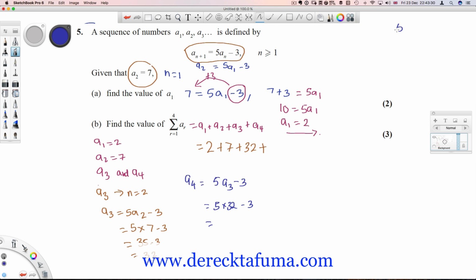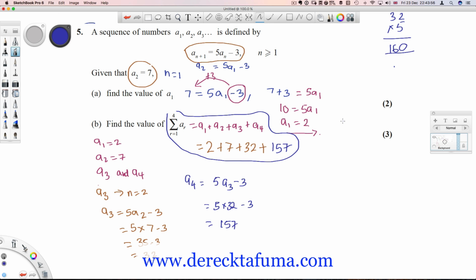Okay, let's find 5 times 32. That gives us 10, carry 1, 15, 16, which is 160. 160 take away 3 is 157. So this is adding 157. This is going to be the equation, and the answer would be 157 plus 32 plus 7 plus 2. 7 and 2 is 9, 18, carry 1, that's 8, 9, and that's 1.